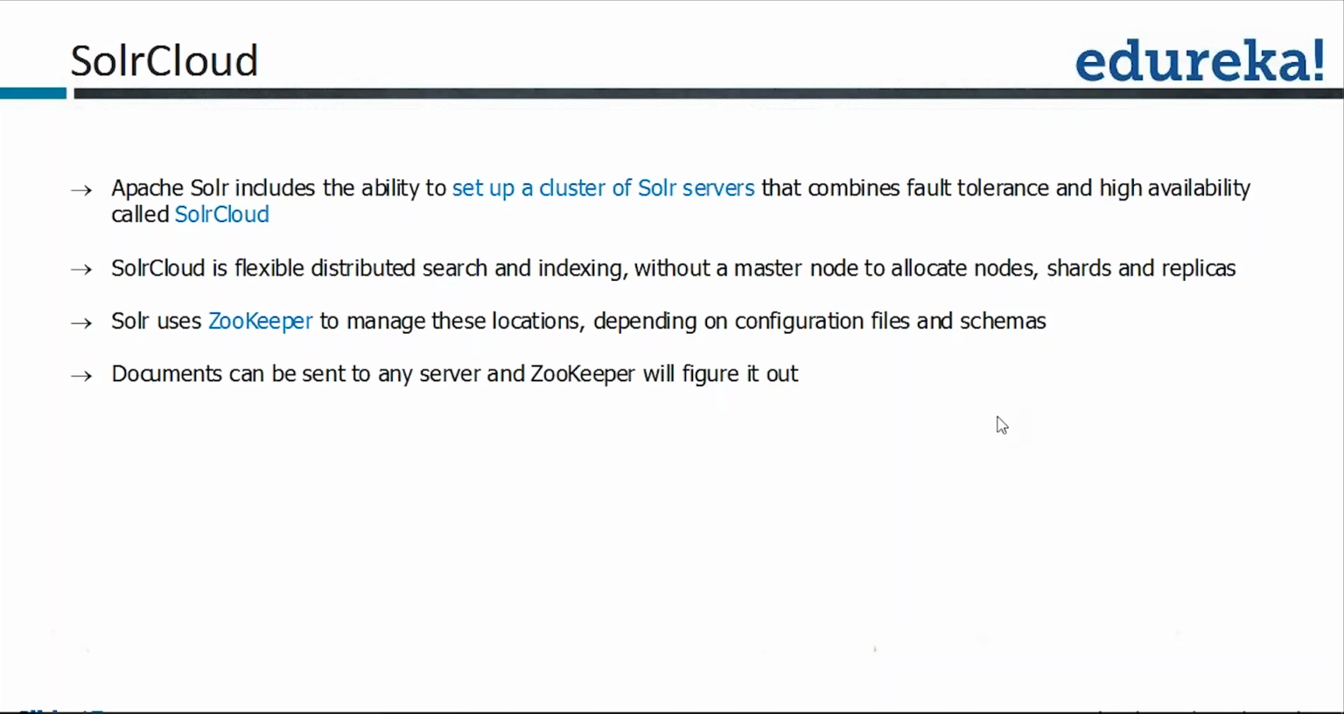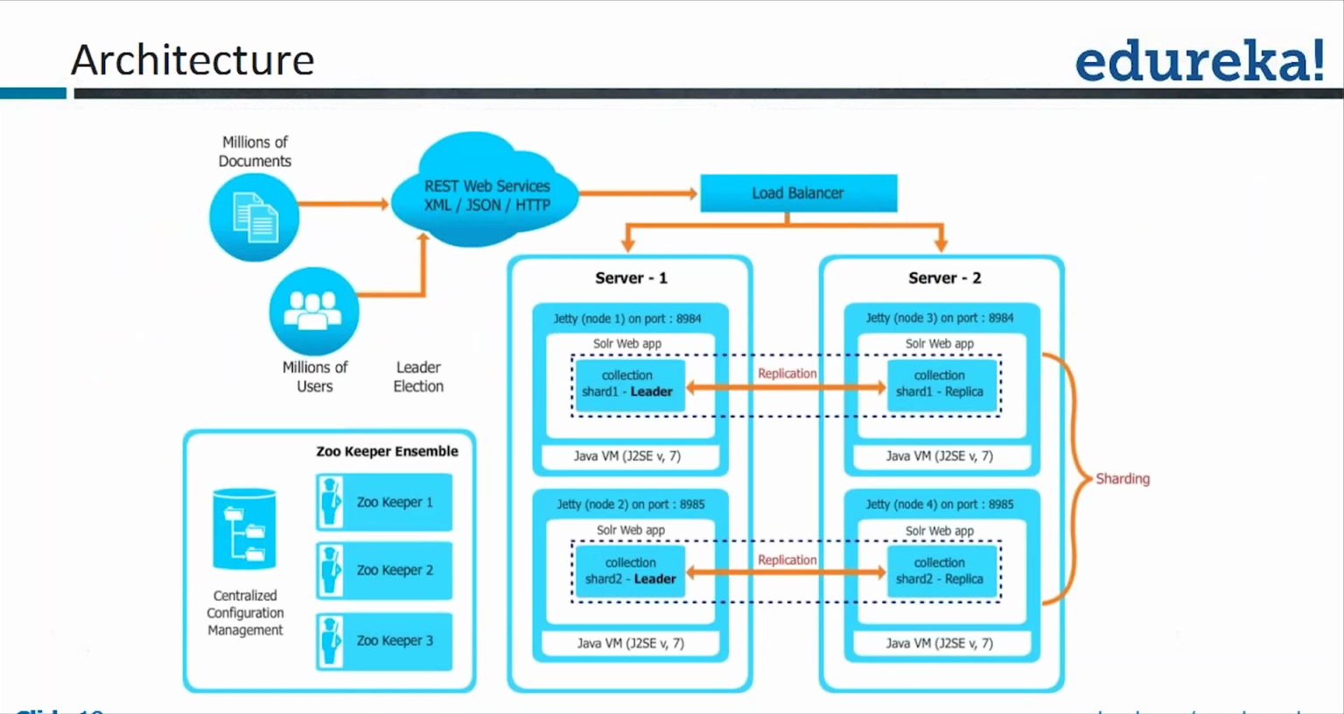So anytime you send across the data, ZooKeeper is going to figure out which server this should go to. This is where my ZooKeeper is going to sit, and this is the architecture of SolrCloud. This is the centralized configuration management. All the configuration files are being read by this ZooKeeper. I prefer to have more than one instance of ZooKeeper as well, just to ensure that in case ZooKeeper goes down, I have another one to take care of that. This is where my overseer is also going to reside.